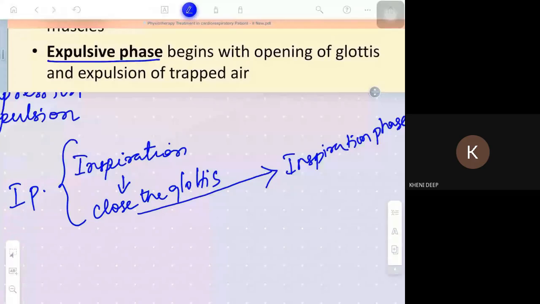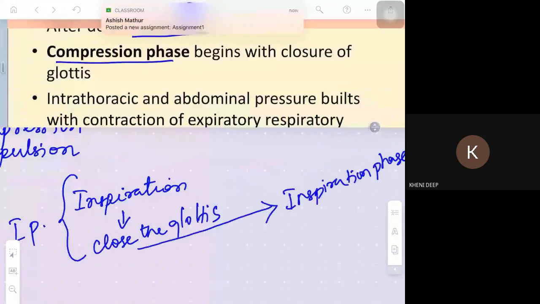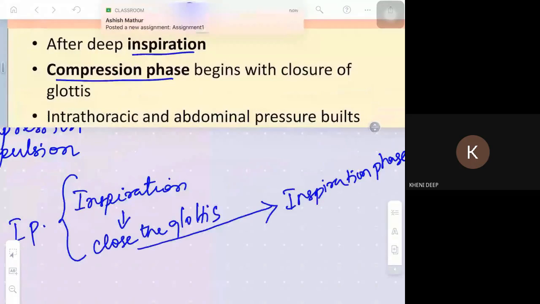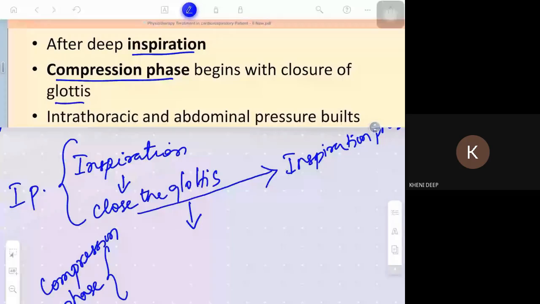So what is the compression phase? The next phase. Compression phase begins with closure of the glottis. So from here, the second phase starts, that is the compression phase. So you can say in two ways: inspiration is terminating when the glottis is closed, or the compression will start when the glottis closes. I think you are following what I am saying.